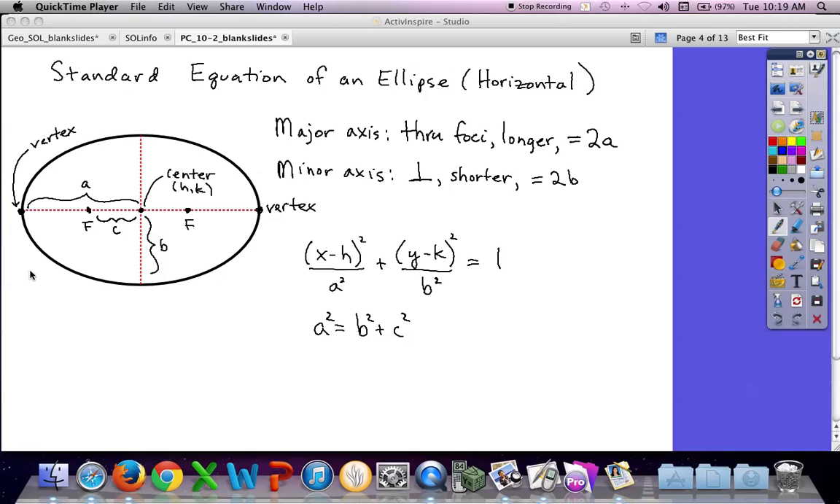The distance from the center to the side of the ellipse in the long direction along the major axis is called a. The distance from the center to the side of the ellipse in a perpendicular, shorter direction is b. And the distance from the center to each of the foci is called c.